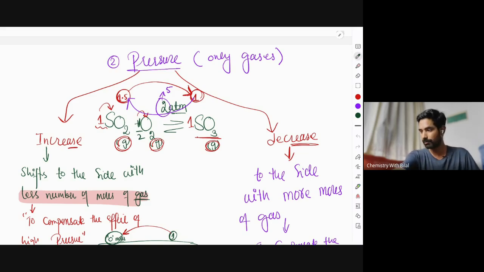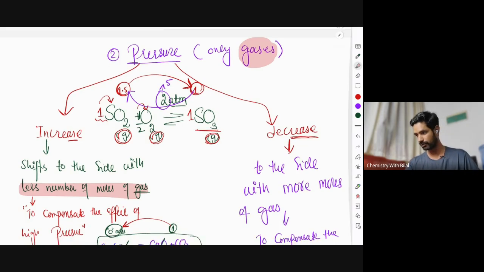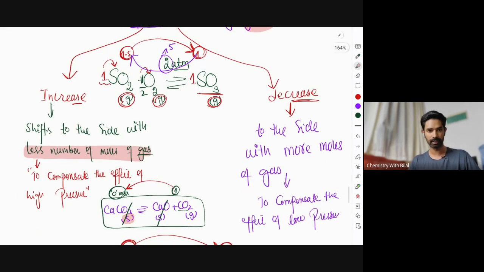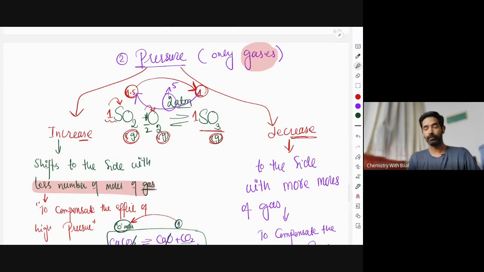And the good thing about pressure is it only applies to gases, right? So we only need to consider the moles of gases on both sides. If there is solid or liquid, you have to ignore it, the way you ignored your chemistry teacher for the last 2 years, I believe, in your school, right? So for pressure, we have again 2 factors.